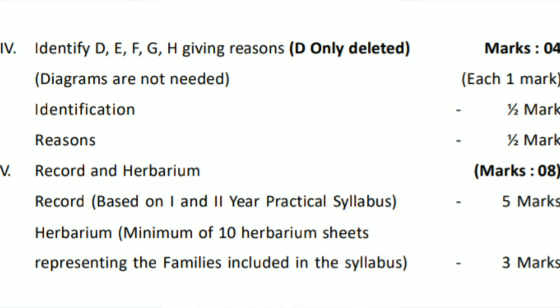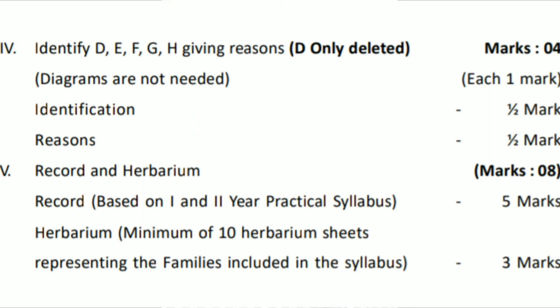In the fourth section, D has been deleted. Before 2020-21, before last year, this section carried 5 marks, but in the present academic year it carries only 4 marks, because the D section, that is the morphology, is completely deleted. Whatever morphology specimens there were are completely deleted. Only E, F, G, H remain, the 4 spotters.